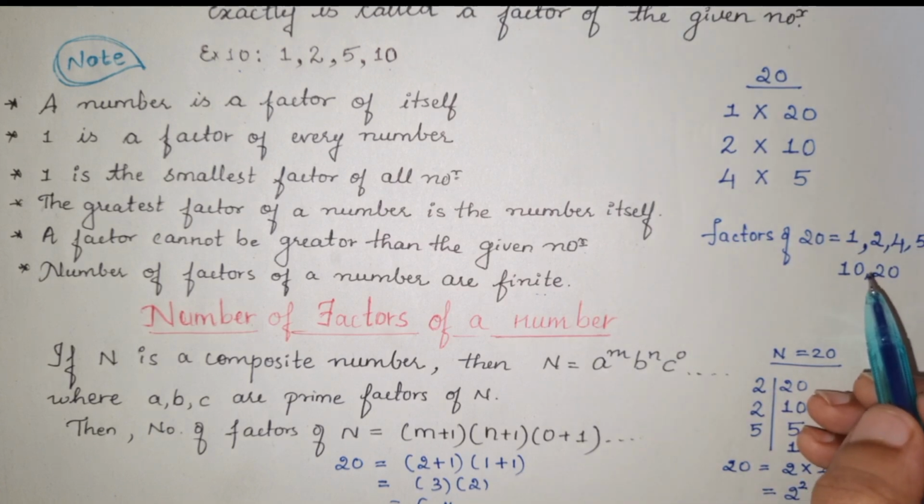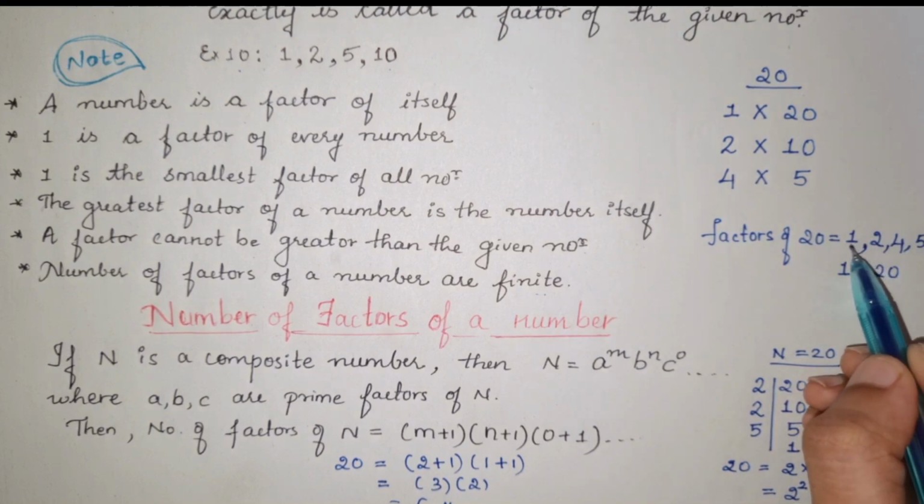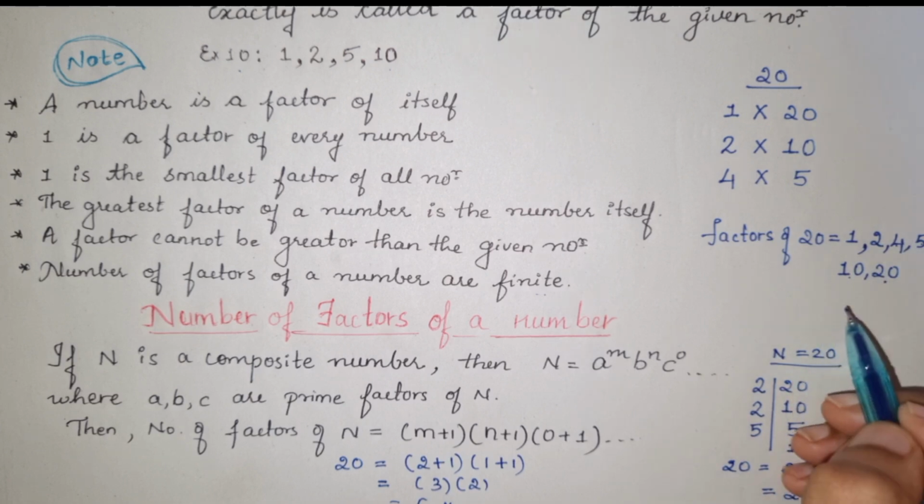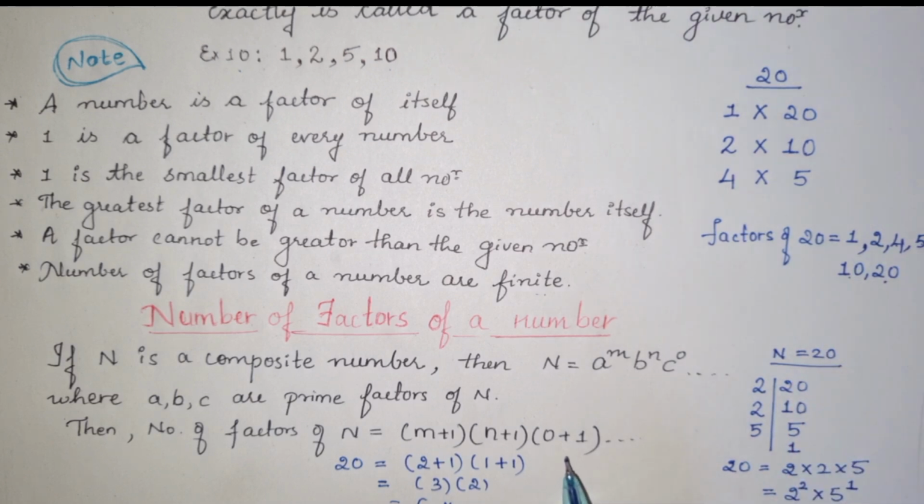So come, let us verify this. Here we already wrote the factors of 20: 1, 2, 3, 4, 5, 6. So hence it is proved. So this is an important formula that you can use to find the number of factors that any number can possess.